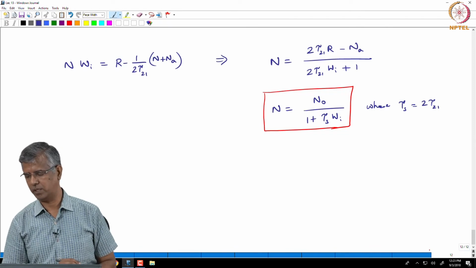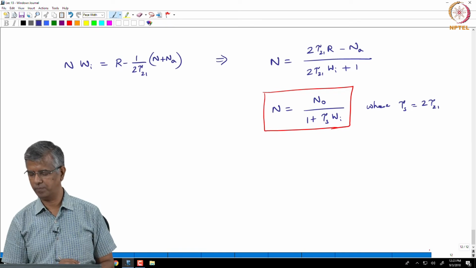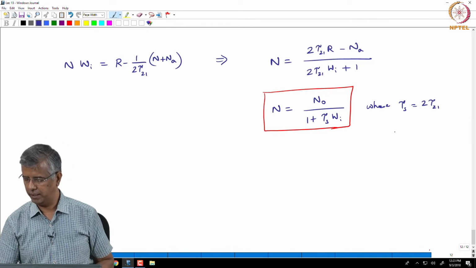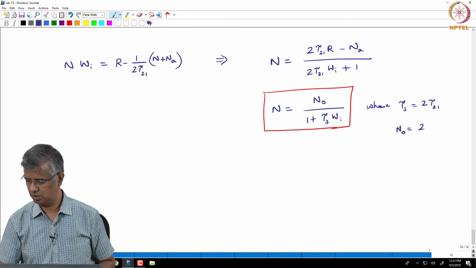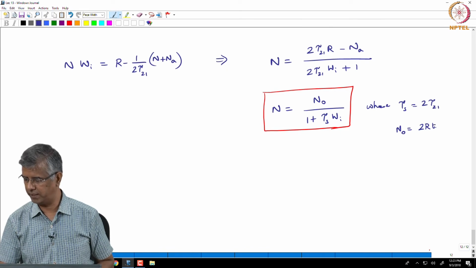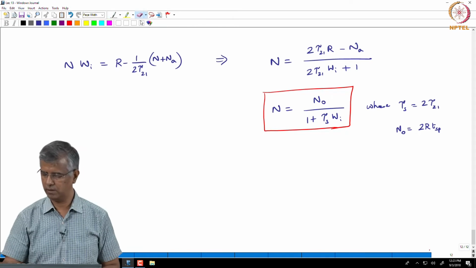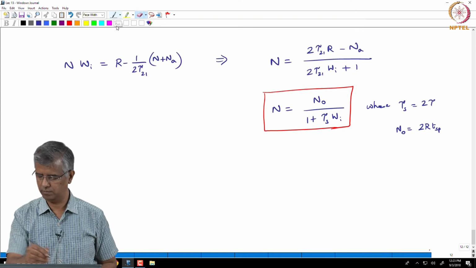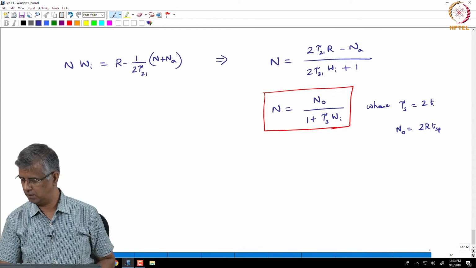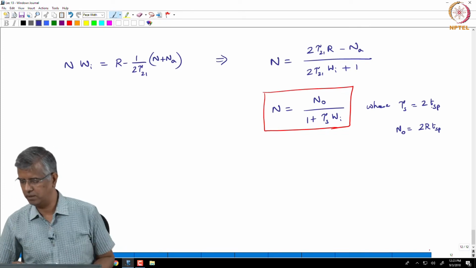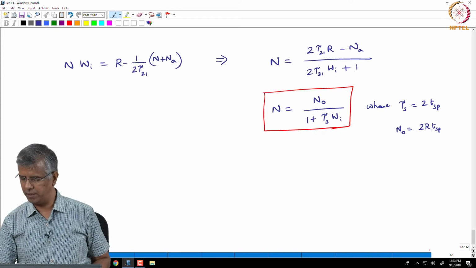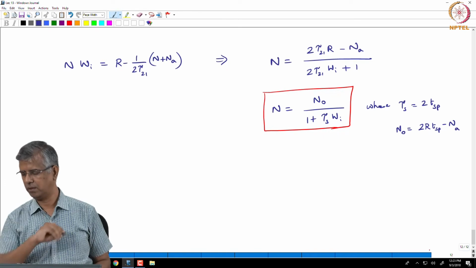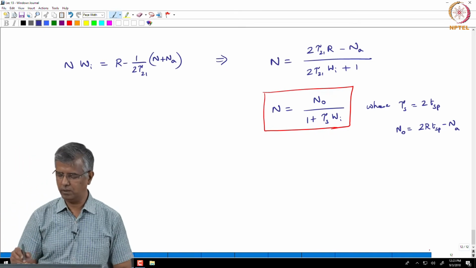okay. So that's just a time scale that corresponds to 2 times tau 21, and tau 21 is actually the spontaneous lifetime from that particular energy level 2, and n naught is nothing but 2 times R into tau 21. I can write it as TSP. In fact, this one also I can write as TSP. TSP I am substituting instead of tau 21, but it's just saying it's a spontaneous lifetime, right. So n naught is given by 2 times R times TSP minus Na, okay.